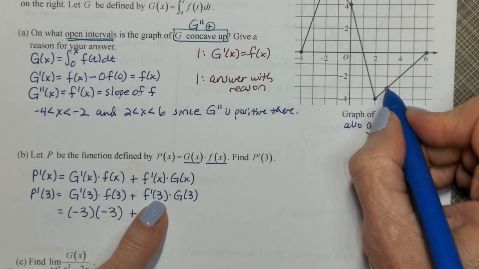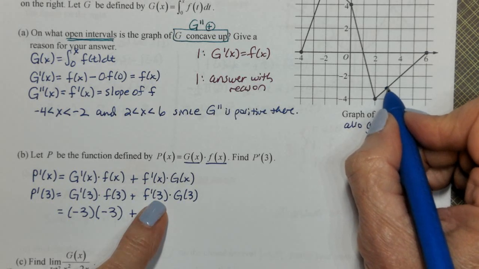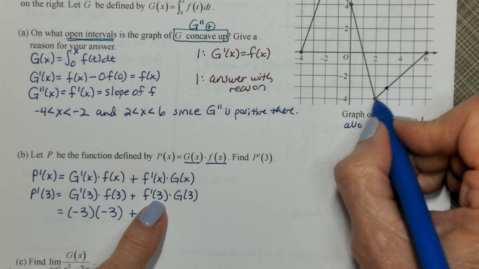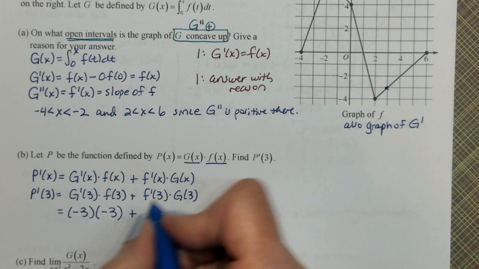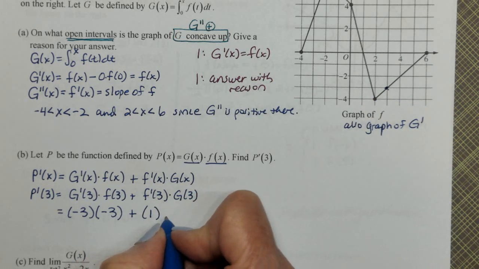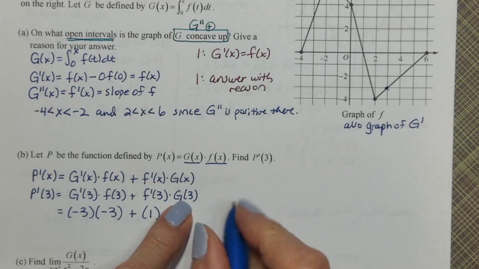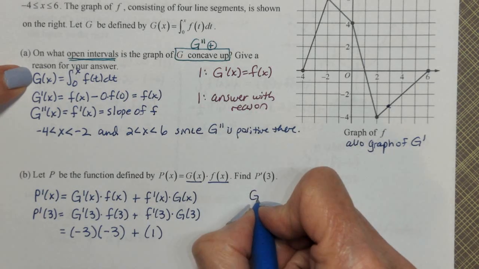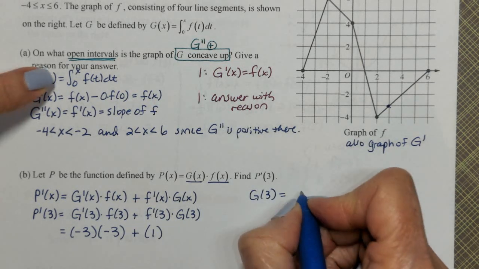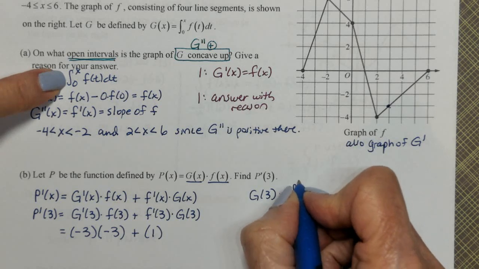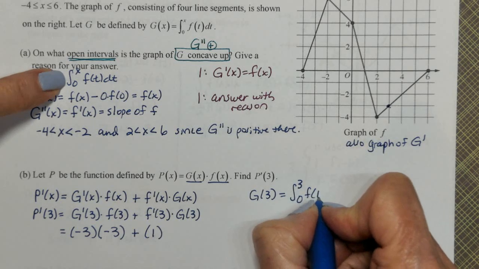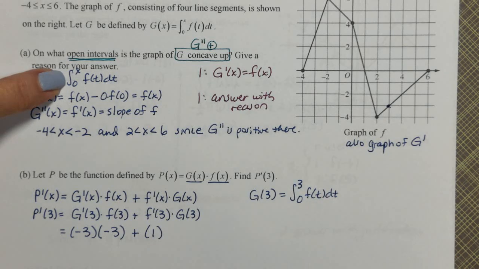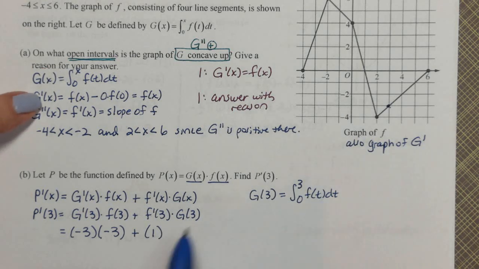F prime of 3 is the slope of f at 3. The slope here is up 1 over 1, so that slope is 1. And then g of 3. For g of 3, I need to go to my definition of g. G of 3 is the integral 0 to 3 of f. All I did was plug in 3 for x.